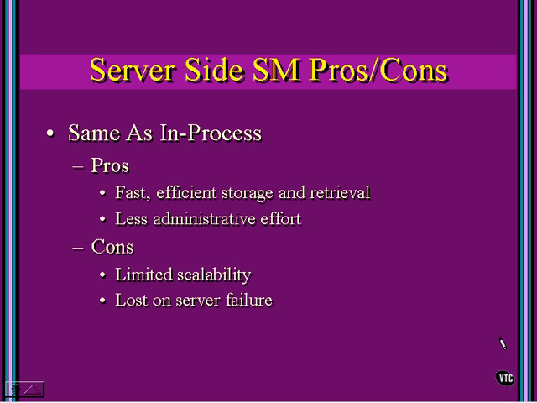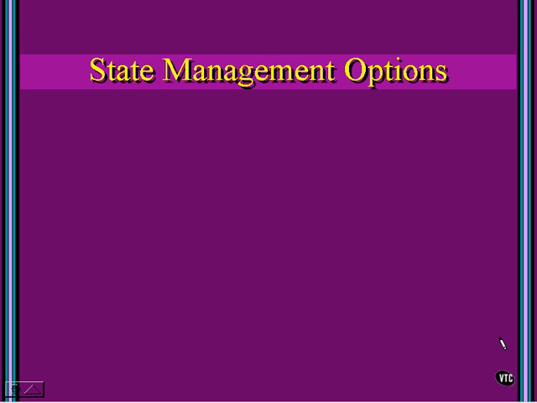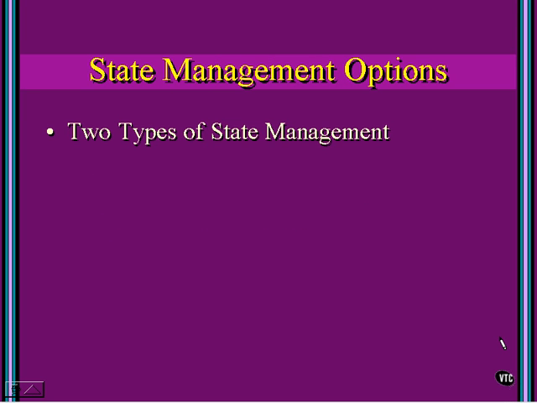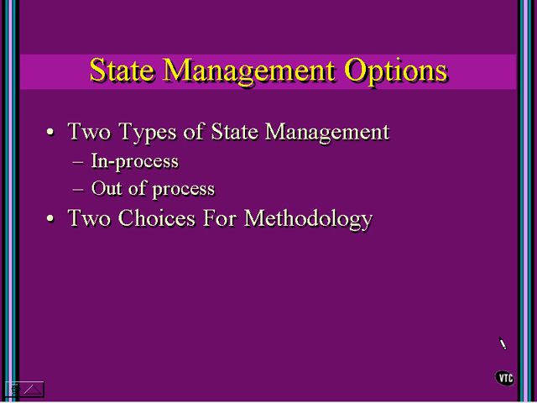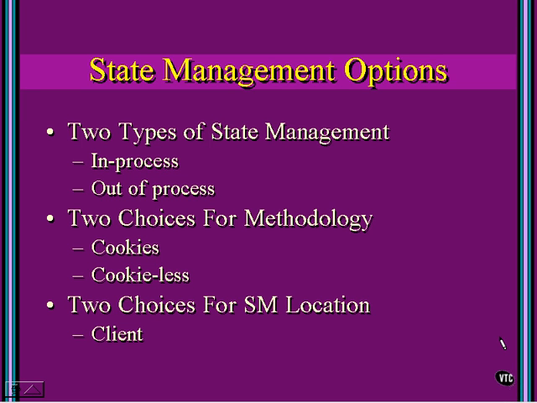But now, in review, I want to go back and let's talk real briefly about where we started in this video. Now, if you remember, there's two types of state management. We can store our state management information in process on the same server or out of process on a different server or in a different database. Two choices for methodology: we can use cookies or we can use cookieless, which we haven't talked about yet, but we will. And then we have two choices for where we're going to store the state information, either out on the client side or on the server side. And so those are your options.